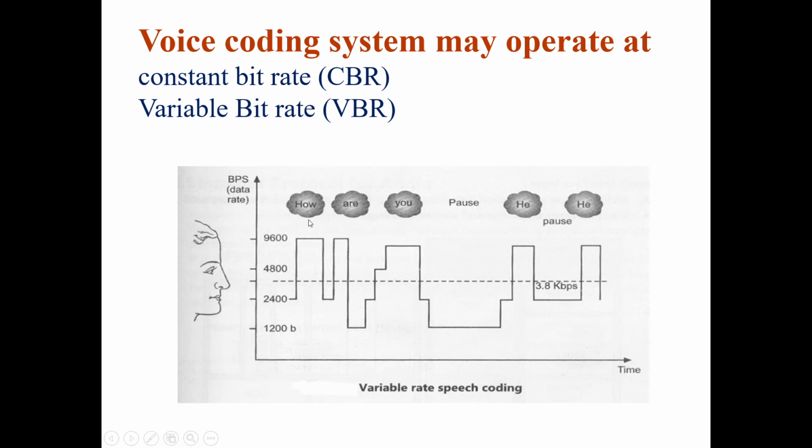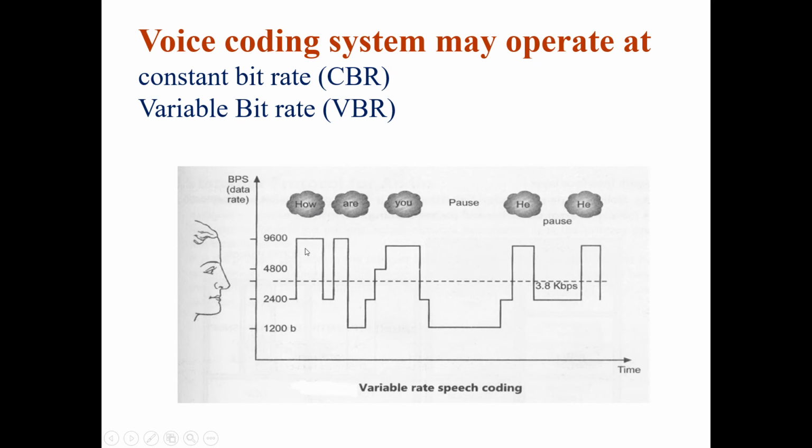Now suppose I'm talking about like how are you, and in between there is a pause. So if I have a pause, I'm not going to transmit any information, or any informative kind of transmission. So why encode my pause with the same number of bits as I'm using for how, as I'm using for are you? So in the variable bitrate, I'm just checking where are the pauses which don't contain any information, and that will be transmitted with the lower bitrate.